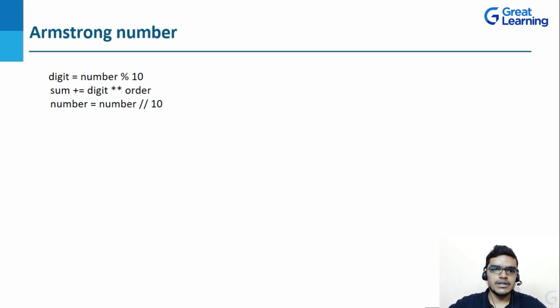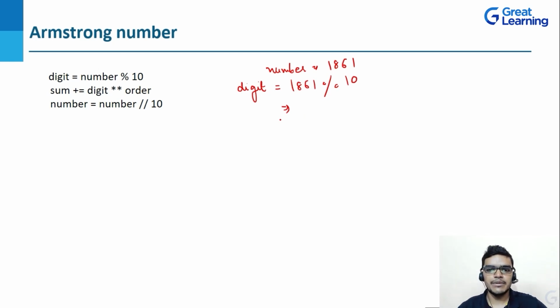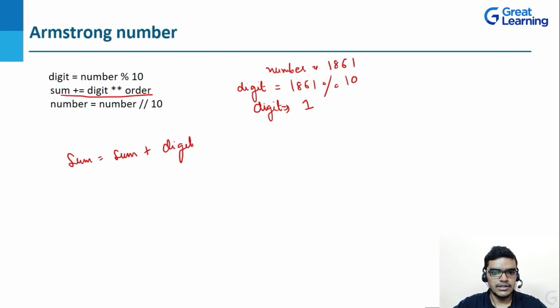So let's understand the logic. Suppose I'm taking a number as 1861, and here you can see I'm writing digit is equal to number modulus 10. Number is 1861, and the modulus operator will give me the remainder. So what will be the remainder here? I will get the digit as 1. Now, as I have written the logic here, sum is equal to sum plus digit, and here you can see the 2 asterisk symbols are nothing but the power, so it will take the power as order.